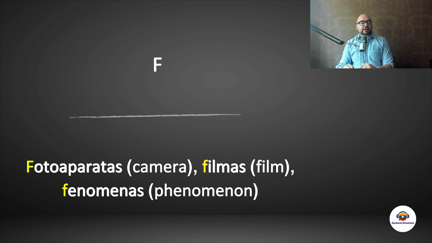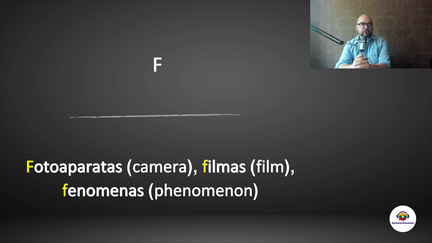F. Like fotoaparatas, that would be camera, or film, or phenomenon, right? The thing over here is that usually, not always, but often, when you have an American English word with PH, like phenomenon, that would be an F in Lithuanian language.